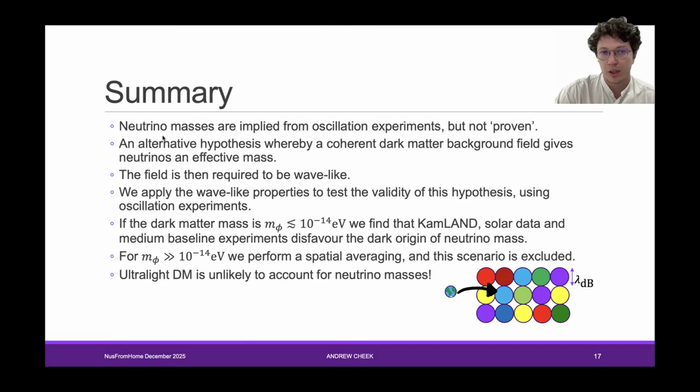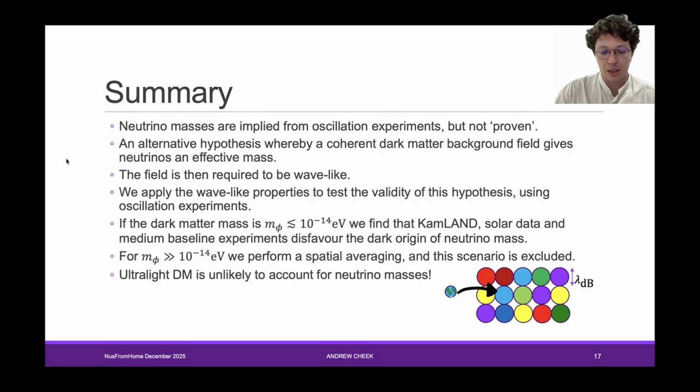Okay, so with that, I'll summarize. Neutrino masses are implied from oscillation experiments, but they're not proven. An alternative hypothesis, whereby a coherent dark matter background gives neutrinos effective masses, is very appealing. But this requires your dark matter to be wave-like. What we've done in this work is apply the wave-like properties to test the validity of this hypothesis using only oscillation experiments. And we have two cases, basically.